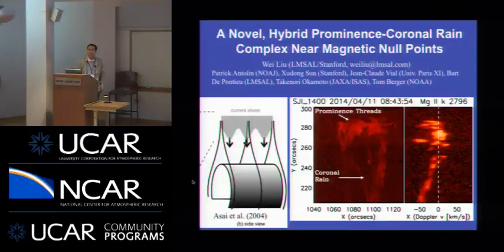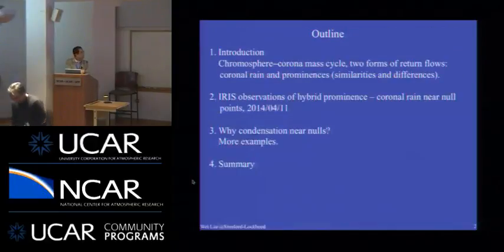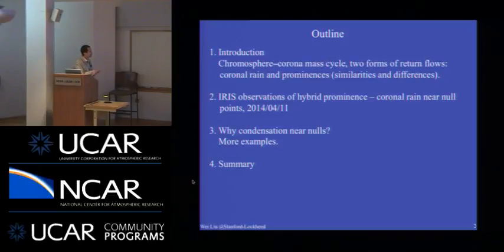So I'm going to talk about a potentially novel type of structure we call hybrid prominence corona ring complex. Here's my outline. I'm going to go through a very brief introduction about why prominences and coronal rain are important and what the similarities and differences are. I will follow up with some new observations by IRIS, discuss their implications, and summarize.